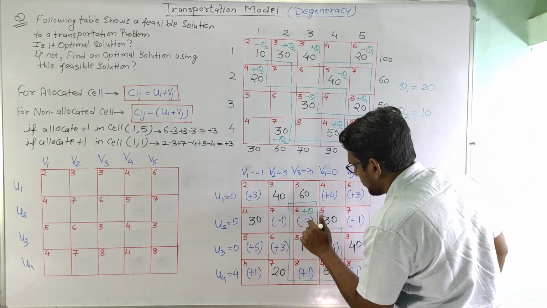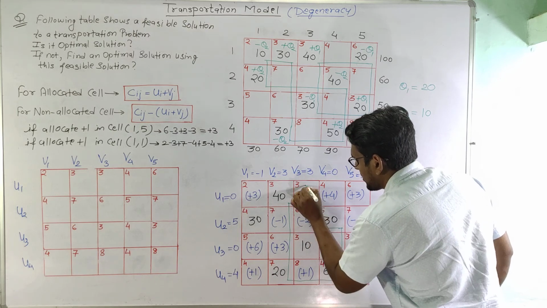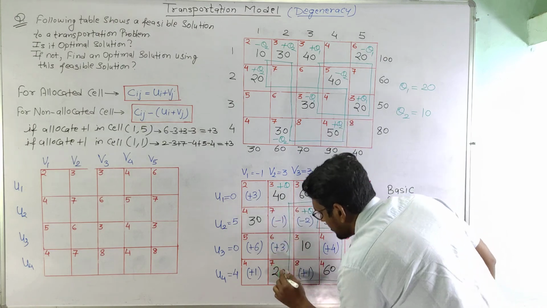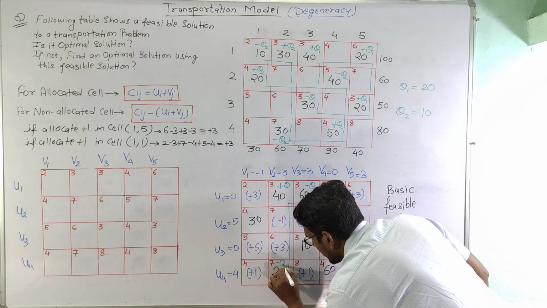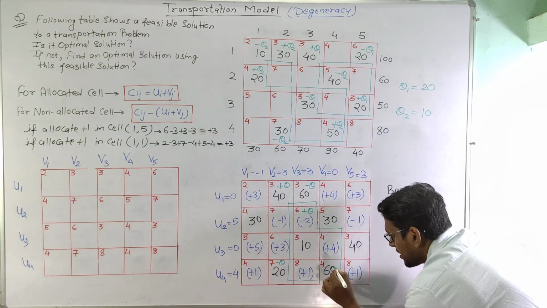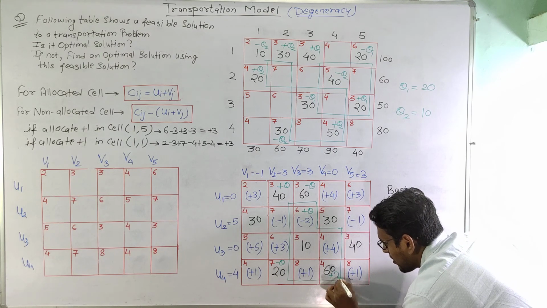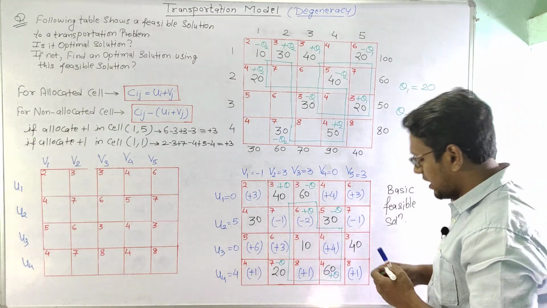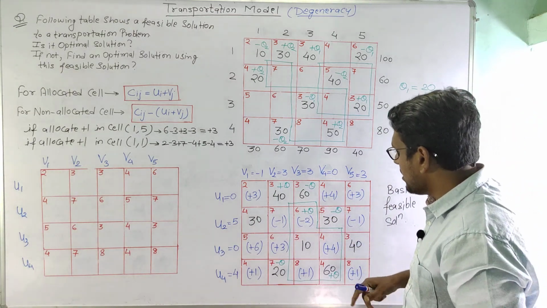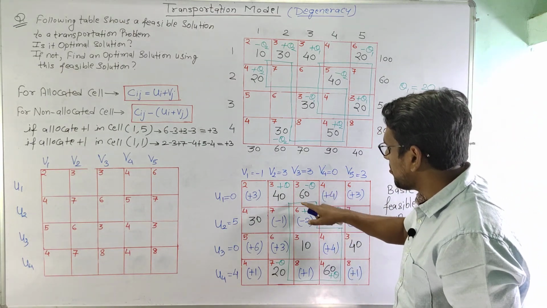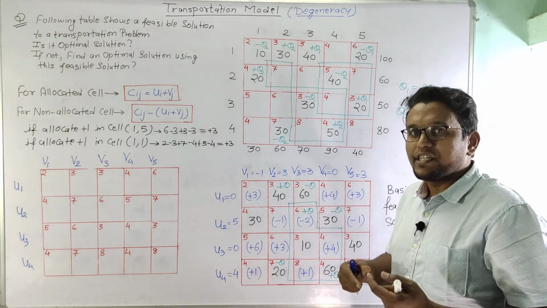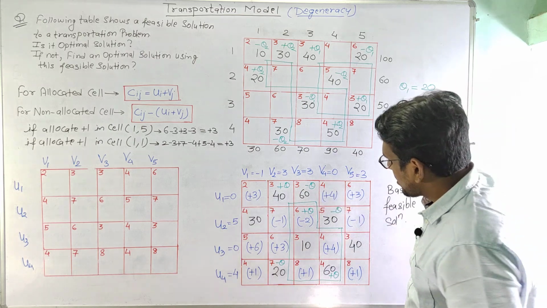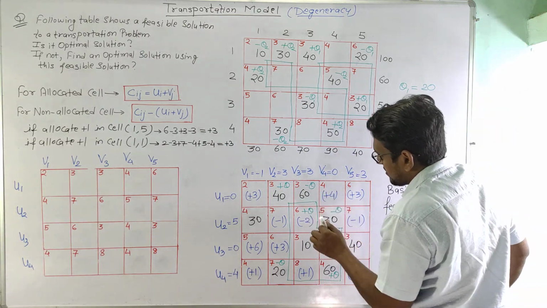So if this is plus 1, this plus theta, this will be minus theta, this will be plus theta, this will be minus theta, this will be plus theta, this will be minus theta. So again what we'll do is, we will see the cells which have value minus theta, because plus theta can be increased indefinitely. So we will see the cells which has the value minus theta.